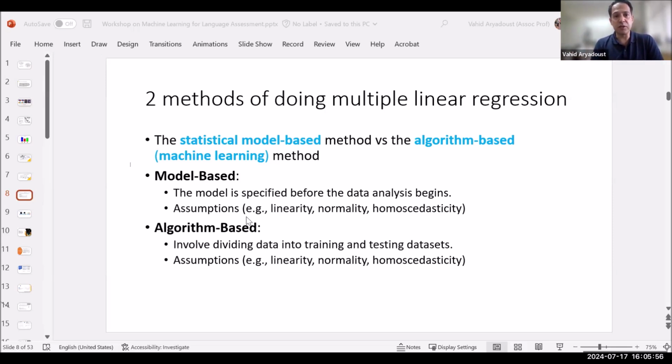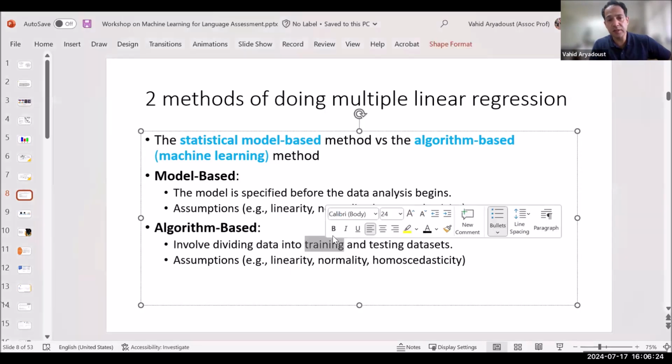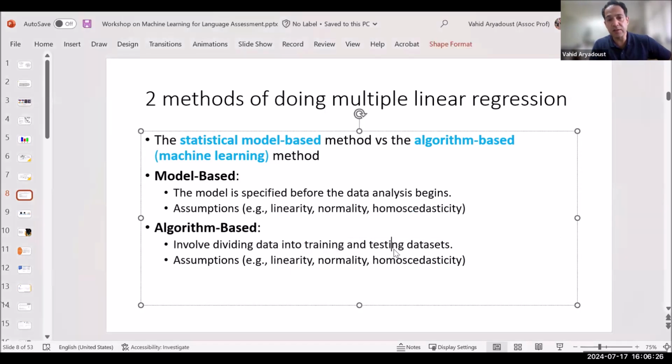So let's go through these explanations to make things a bit more formal. The model-based regression analysis is done in this way. The model is specified before the data analysis begins, and then you have to look into the assumptions like linearity, normality, homoscedasticity, and so on, which we'll discuss today, and we will do hands-on on that. On the other hand, the algorithm-based type of machine learning involves dividing the data into a training set and a testing set.